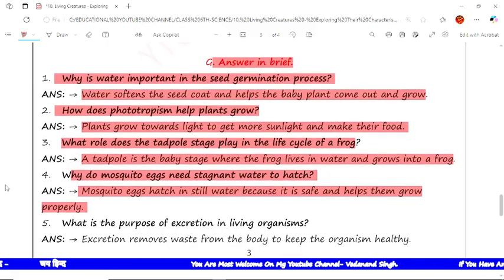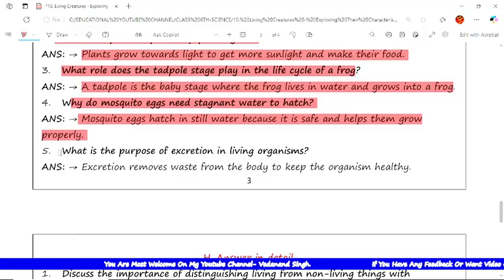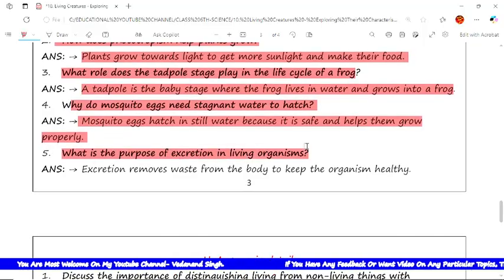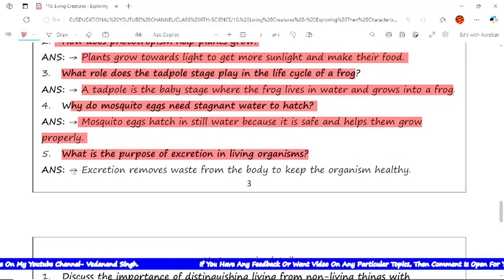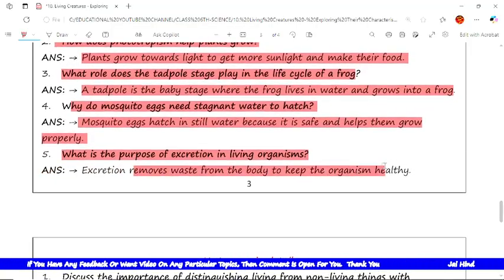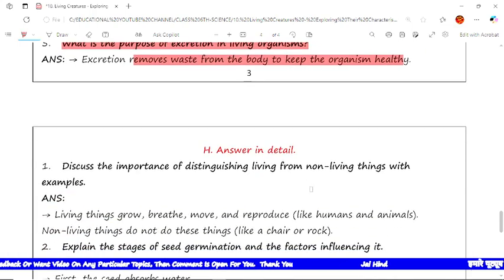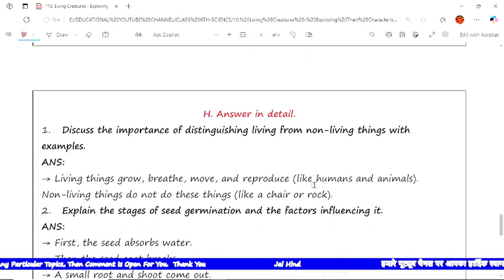The next question is what is the purpose of excretion in living organisms? The main purpose of excretion is to remove waste from the body to keep the organism healthy. Now the next type of question is answer in detail. We have to give the answer in detail.